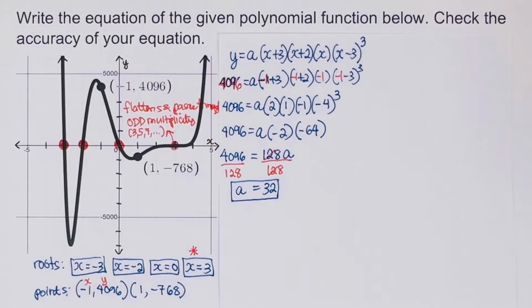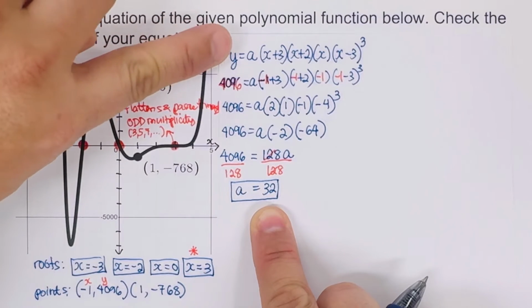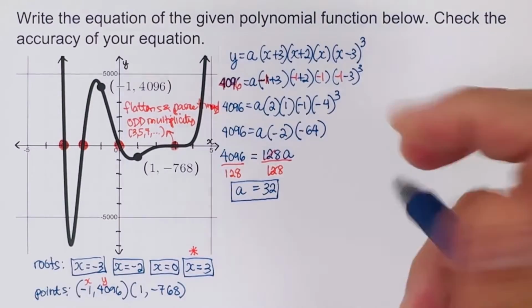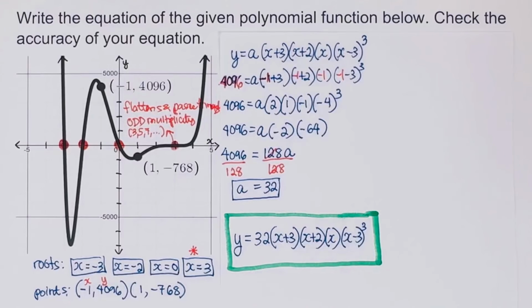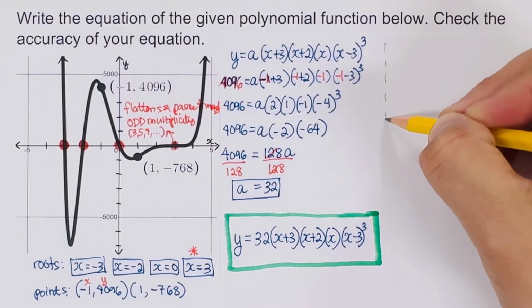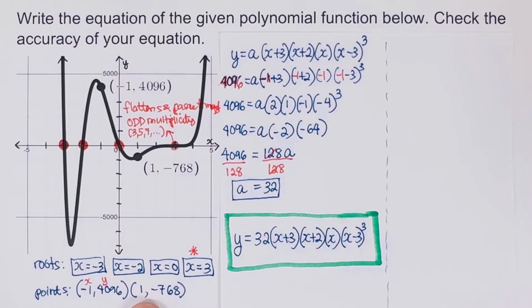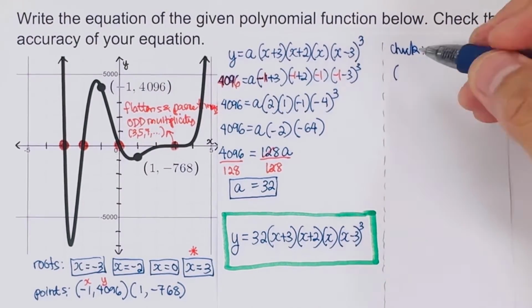So we have solved for a. Our a is 32. So the possible equation for this graph will be, we're going to use this, but we plug in 32 for a. So the possible equation would be, now we are going to check whether this equation works for this graph. So we are going to use the other point that we have here to check if this equation is right.